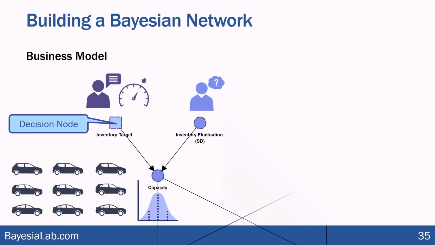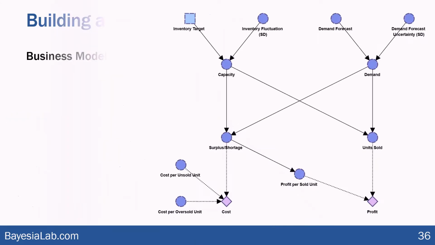So in this case, for capacity, there's one parent node, inventory target, that we choose, and then for the other one, we have to make an assumption. How much variation do we have? Okay, so with that, we have our simplistic business model.